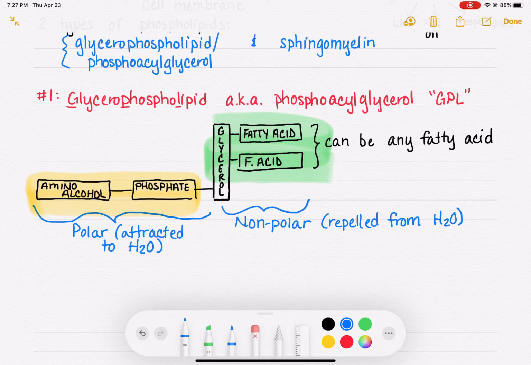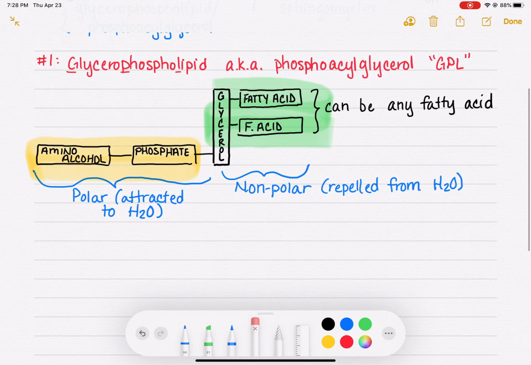Not only is the polar part of the molecule attracted to water and the nonpolar part of the molecule repelled from water, the nonpolar part of the molecule is also repelled by the polar part of the molecule. So within this molecule, it's got some issues within itself in terms of being repelled by the rest of itself.